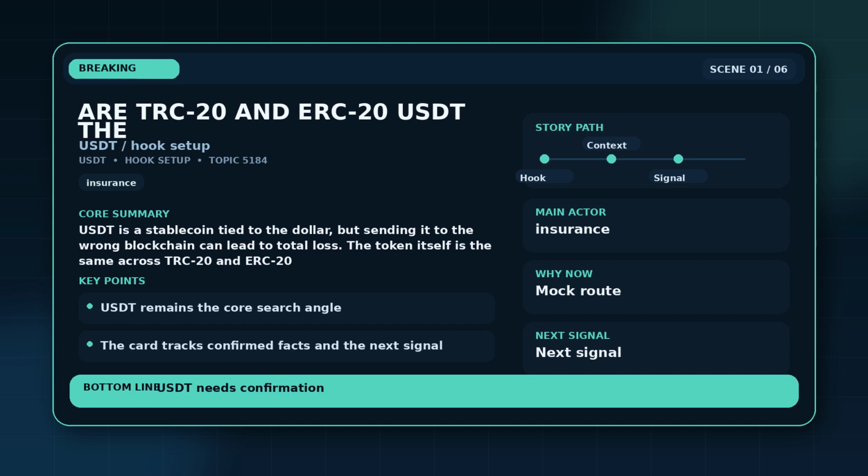USDT is a stablecoin tied to the dollar, but sending it to the wrong blockchain can lead to total loss. The token itself is the same across TRC-20 and ERC-20 blockchains. Both represent claims on Tether's reserves, but the networks underneath are completely different. Tron and Ethereum each maintain their own ledgers, and sending USDT to the wrong one results in permanent loss.